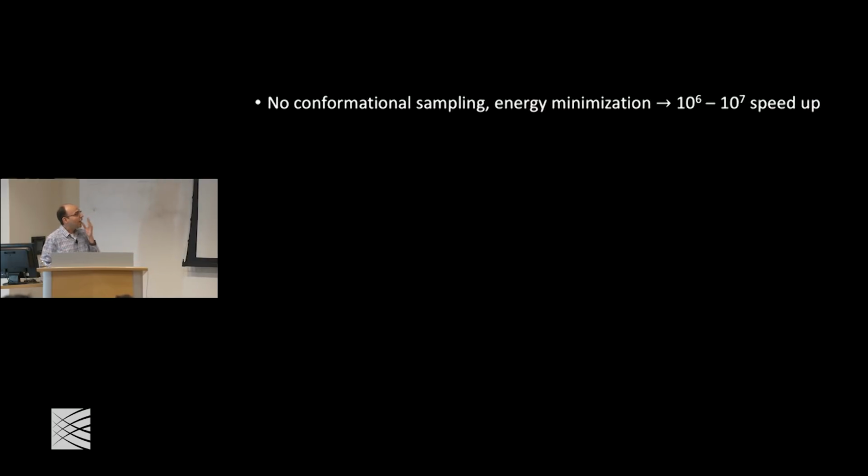So there's no conformational sampling, no energy minimization. There's none of the conventional things that you do in protein structure prediction. And so the speed is several orders of magnitude faster, right? It's really the comparison between milliseconds versus days. And that's a fairly consequential thing for many applications.